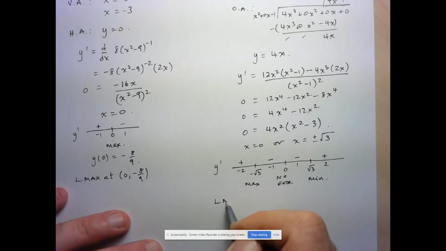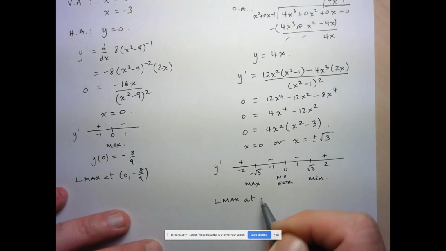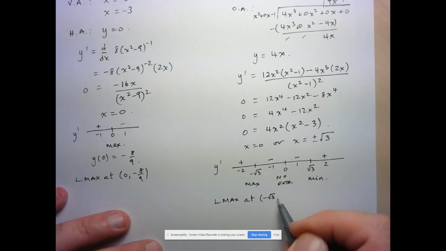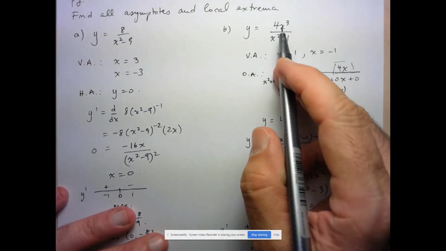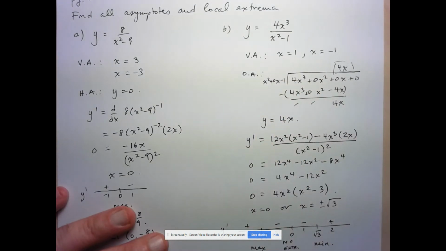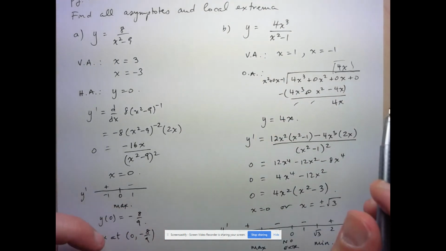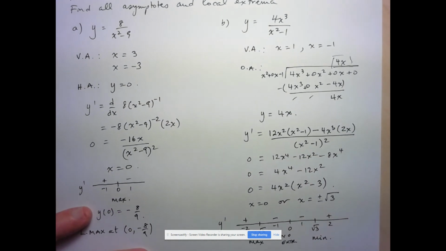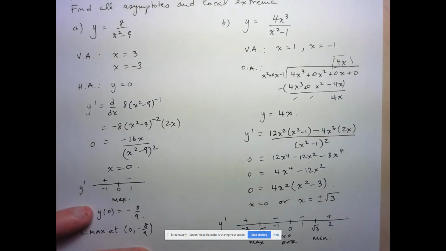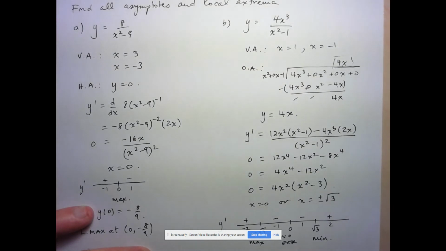So we have a local max at negative root 3. So let's stick negative root 3 now into our original equation. I kind of don't really want to do this, but let's see. If I was graphing this, I would be finding an approximation, but here I should go ahead and actually find these y values. So I'm just going to write this at the bottom. y equals 4x cubed over x squared minus 1.